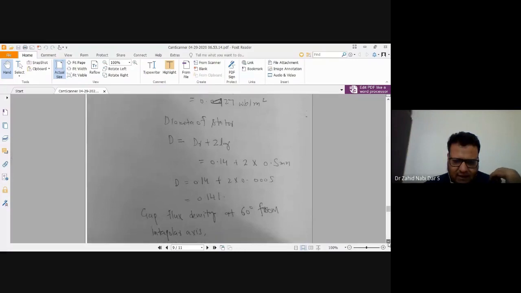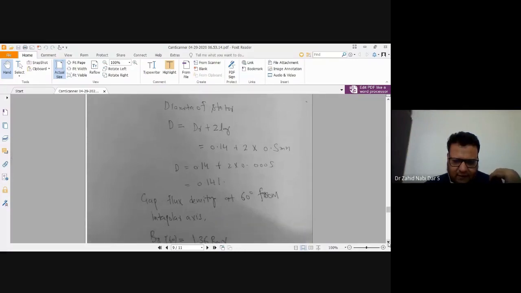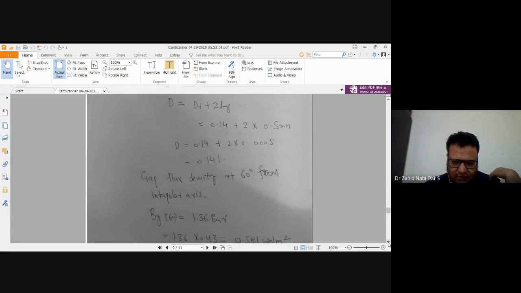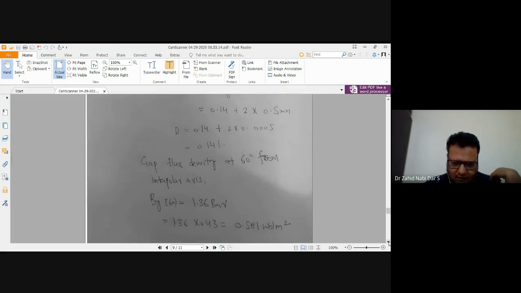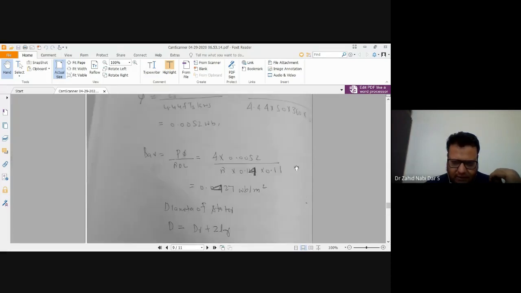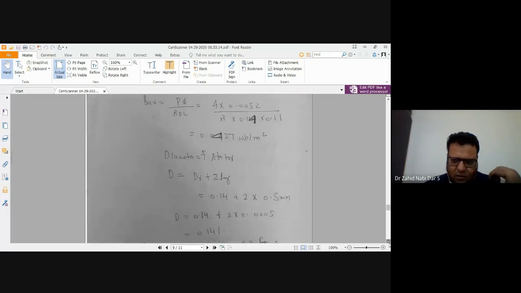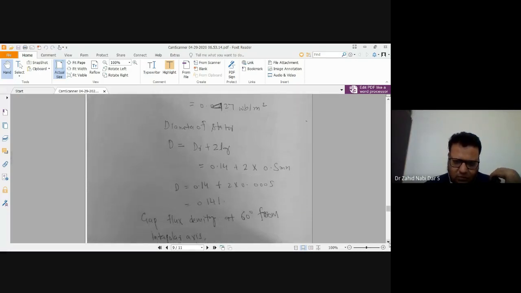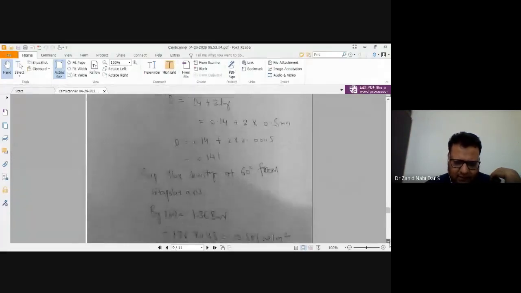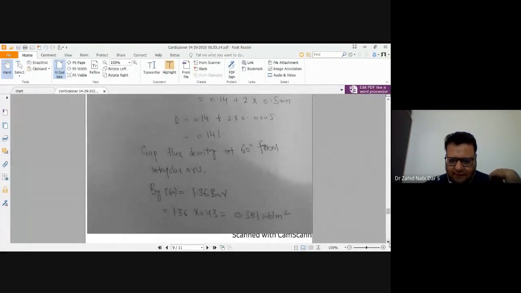So the gap flux density at 60 degree from the interpolar axis is B average 60. You know that B60 is 1.6 BAV. BAV you calculated, and you can calculate this value. BAV you have seen 1.36 into 0.043. BAV here you have calculated, it is around 0.427. If you approximate this 0.427, it would be 0.43. Either you can take 0.427 also, because you have a calculator, and multiply this with 1.36, so you are getting 0.581 Weber per meter square.